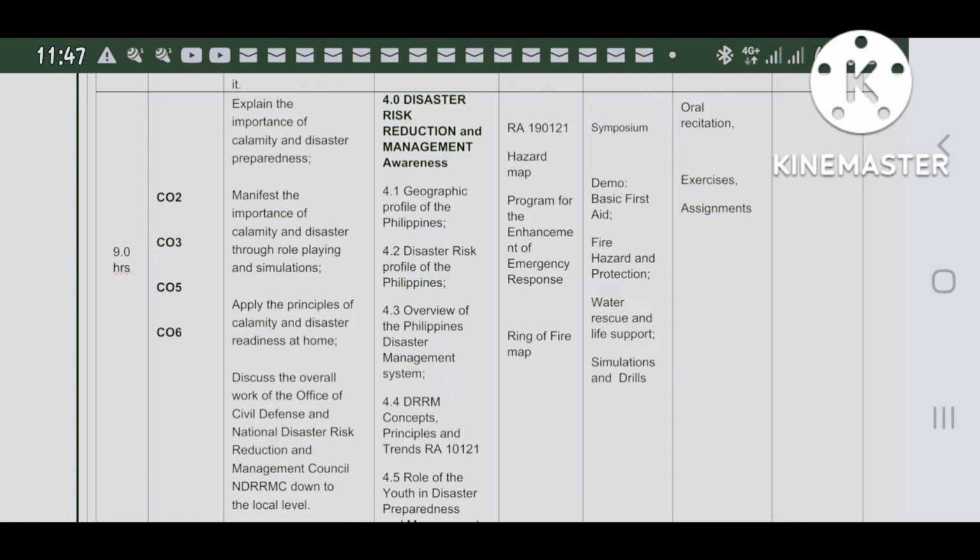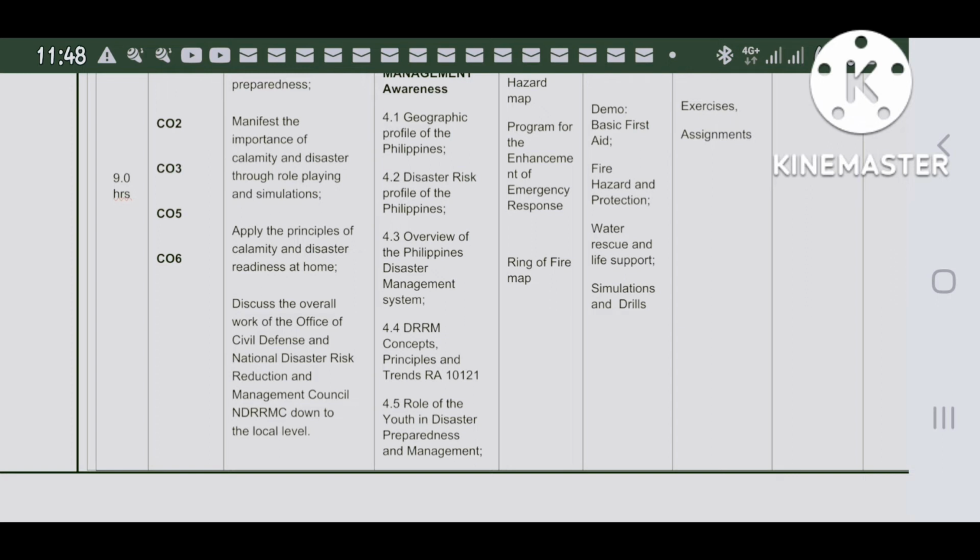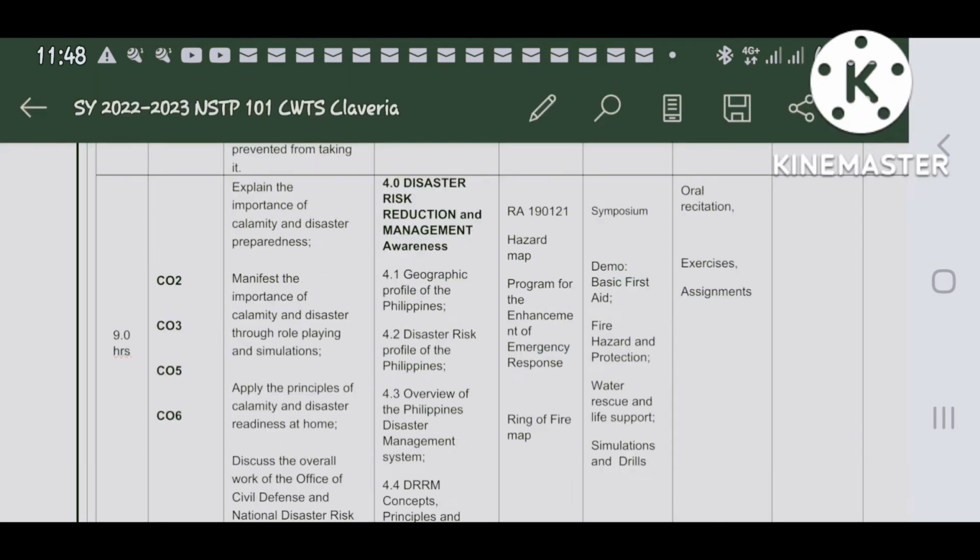For our next topic, which will be disaster risk reduction and management awareness. The intended learning outcomes for this topic are the following: explain the importance of calamity and disaster preparedness, manifest the importance of calamity and disaster through role-playing and simulations, apply the principles of calamity and disaster readiness at home, discuss the overall work of the Office of Civil Defense and National Disaster Risk Reduction and Management Council down to the local level. Now, under this topic, you will go through different series of activities. These activities include symposium, demo on basic first aid, fire hazard and protection, water rescue and life support, and simulation drills.